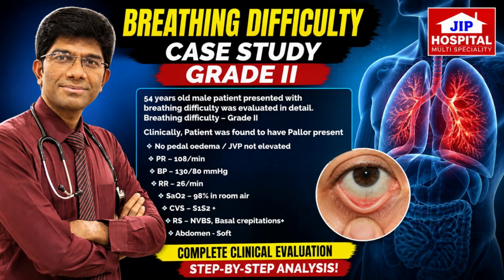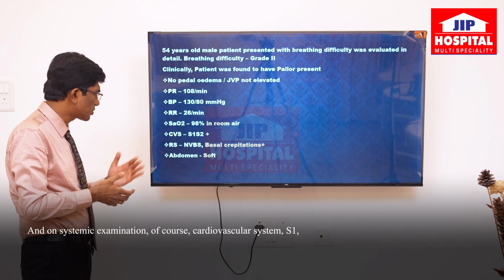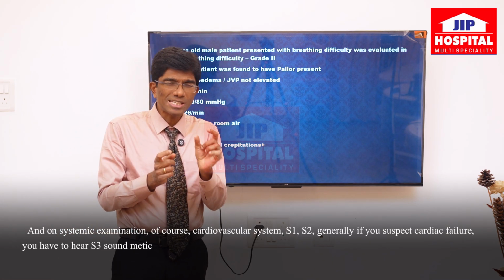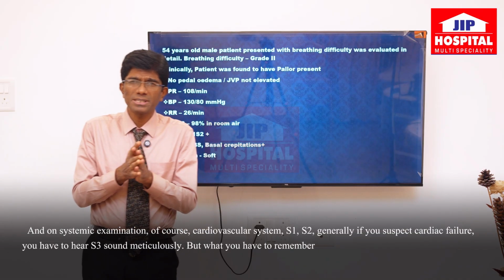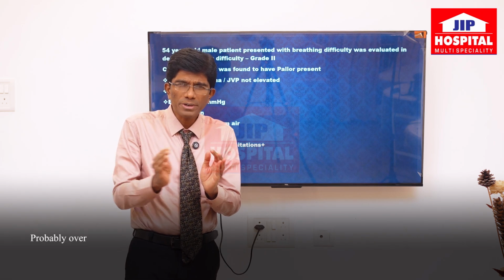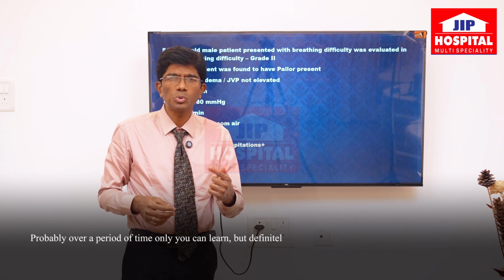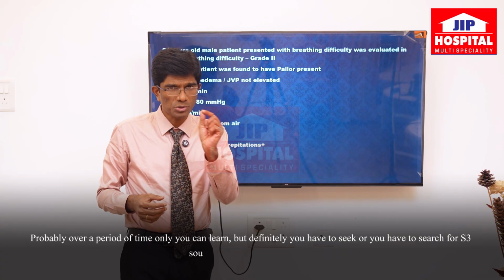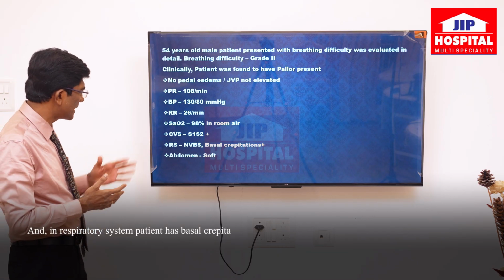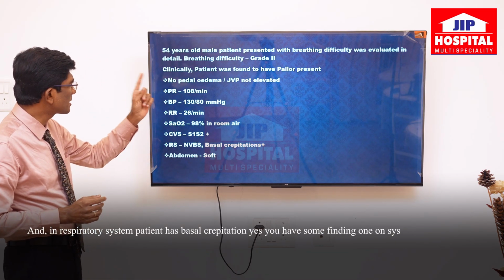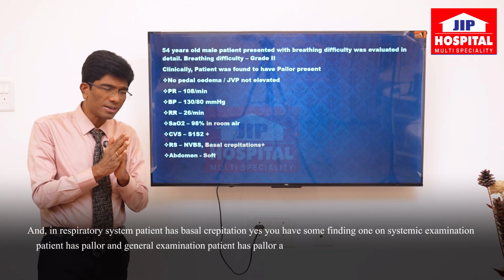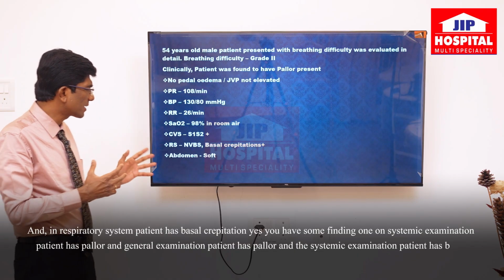On systemic examination, of course, cardiovascular system, S1, S2. Generally, if you suspect cardiac failure, you have to listen for the S3 sound meticulously. Hearing the S3 sound is, I think, an art. Probably you can learn it only over a period of time, but definitely you have to search for the S3 sound if you suspect LV failure. In the respiratory system, the patient has basal crepitation. So you have some findings: on general examination, the patient has pallor, and on systemic examination, basal crepitation.